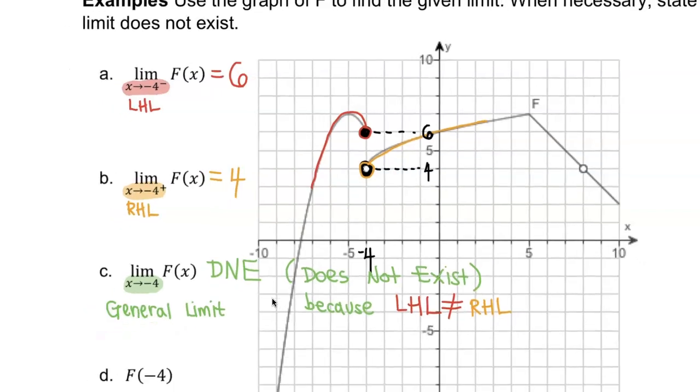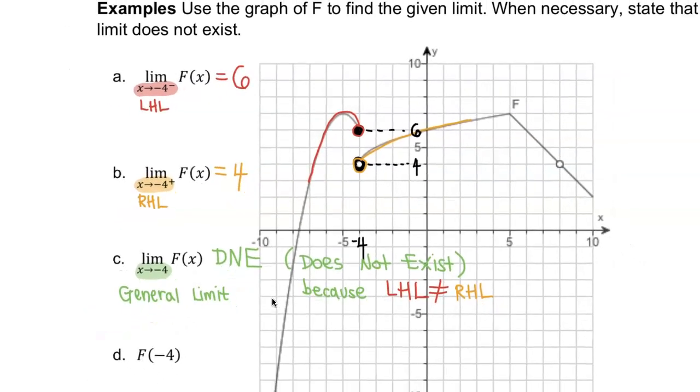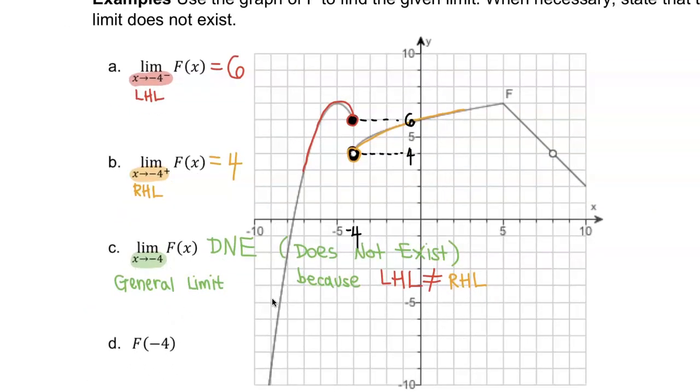Now, what about the function value at x equals -4? Remember, for function value, like f of -4, you're looking for the closed circle. Where's the closed circle at? Right there, right? And that is up at 6, not at 4. So the closed circle is at (-4, 6). So the function value is 6.